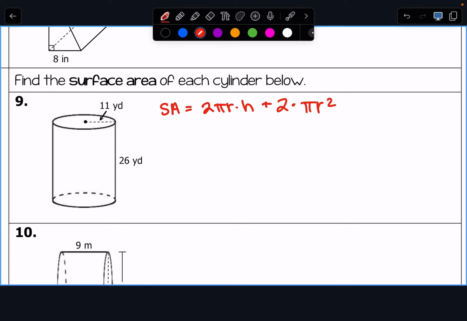So, what's our radius? 11. What's our height? 26. So we are going to take 2 pi times 11 times 26. That's our lateral surface area. Plus 2 circles. You can type this in all at once into your calculator.